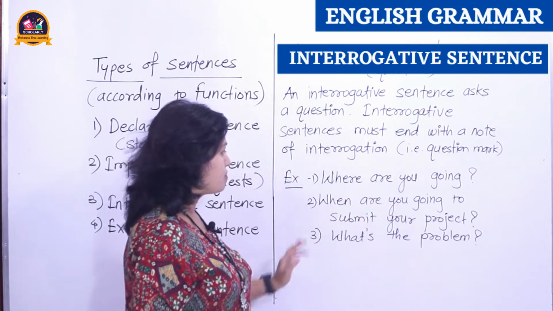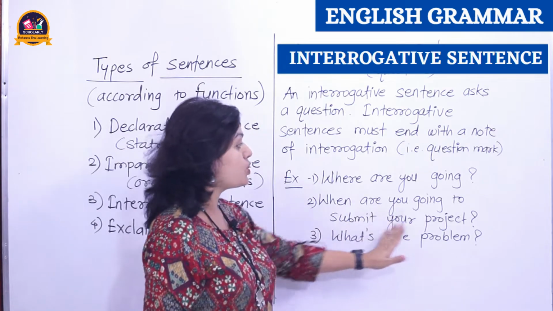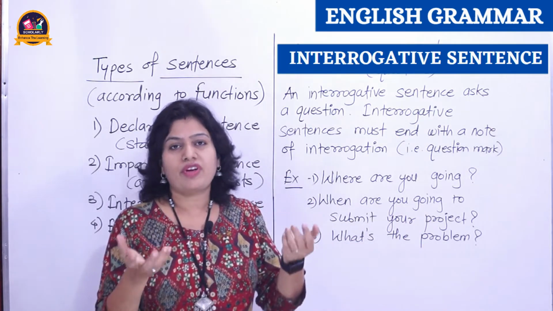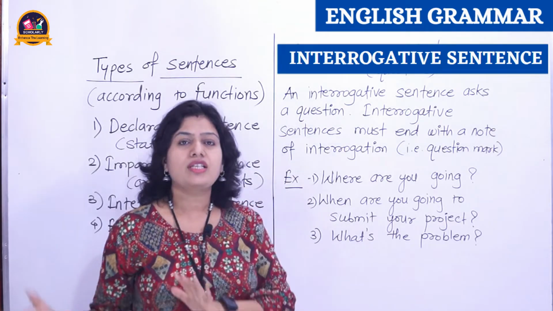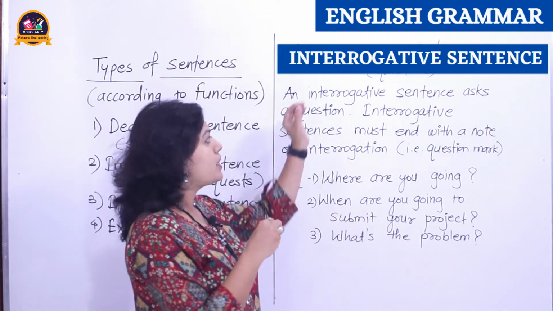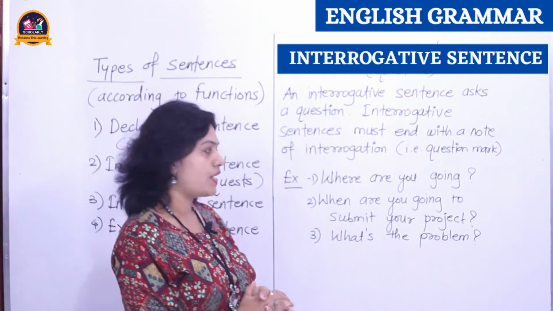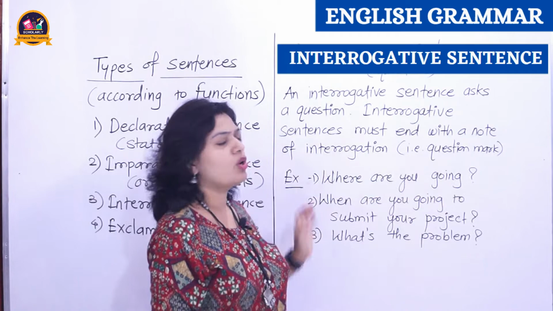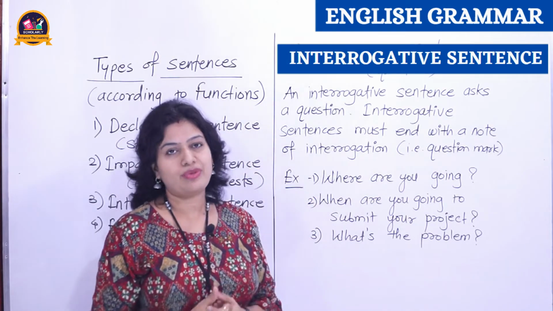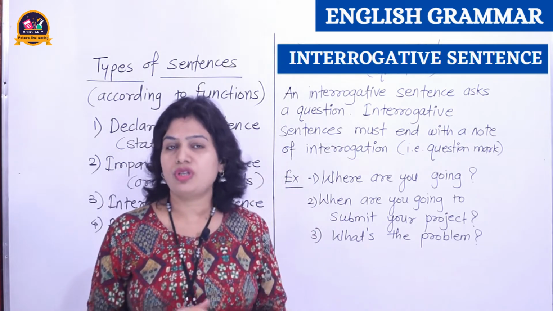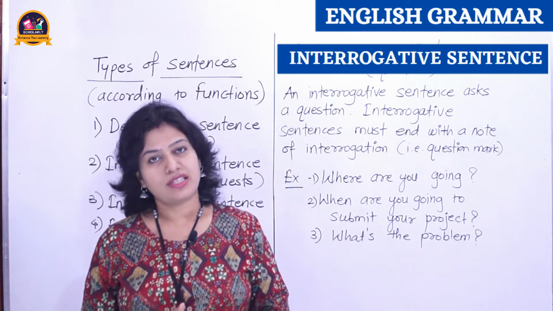Where are you going? When are you going to submit your project? What's the problem? Who are you? When is your birthday? All these questions, they are interrogative sentences. So keep in mind one thing, that they end with a question mark. All the questions are interrogative sentences. So this was the third type. Now let's see the last and fourth type, that is exclamatory sentences.